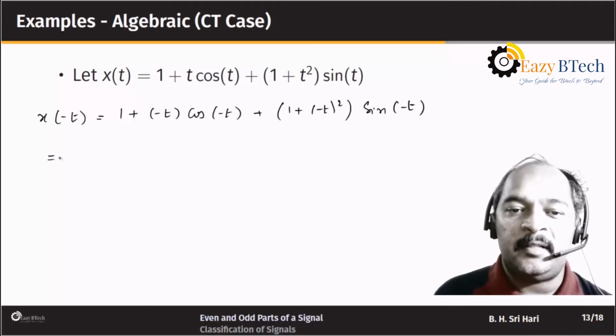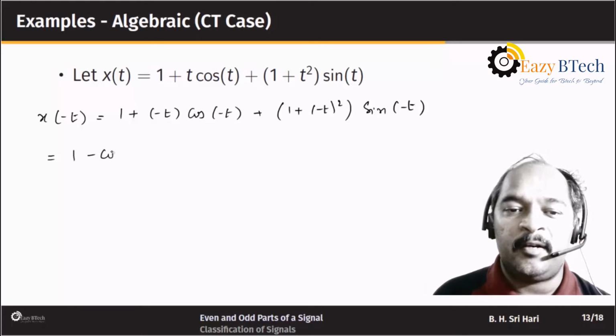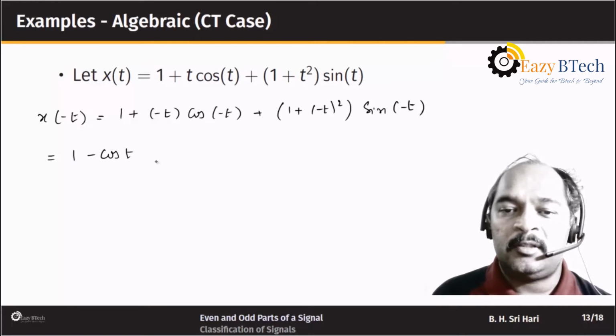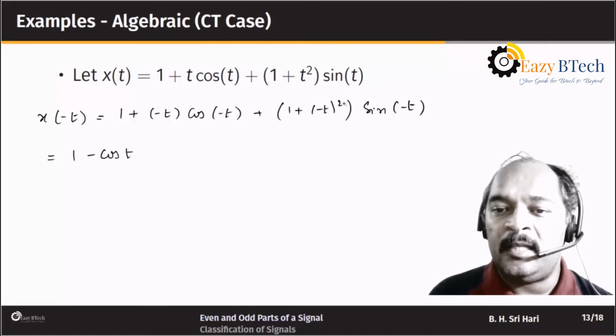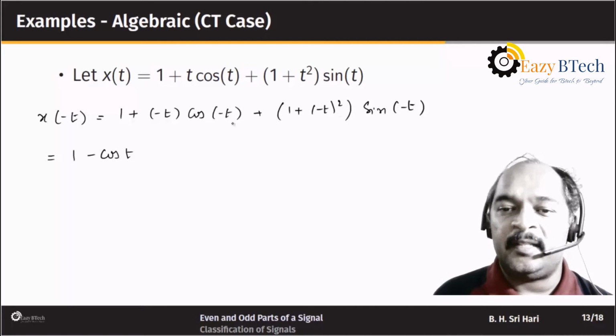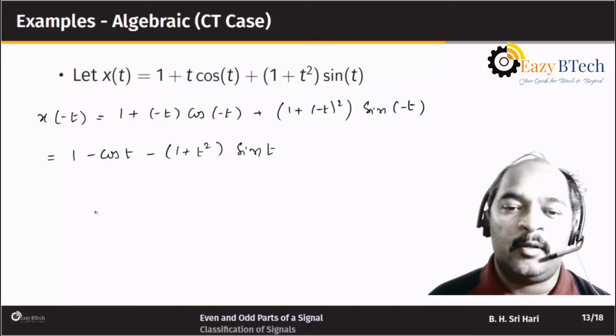If you expand this out, cos of minus t is cos t itself. So you get 1 minus t cos t. Then 1 plus minus t whole square is 1 plus t square, and sine of minus t is minus sine t. So you will get minus 1 plus t square multiplied with sine t. So this is our x of minus t.